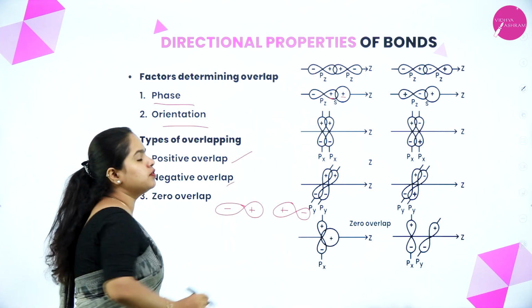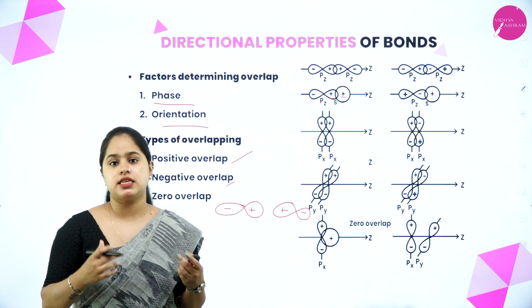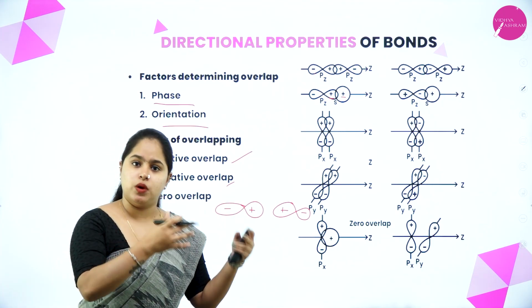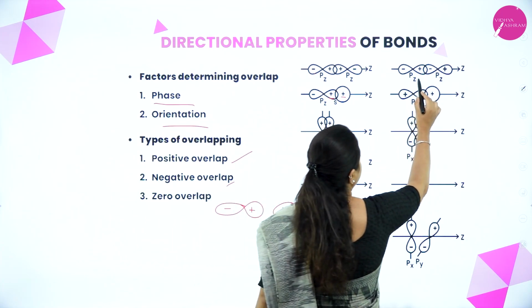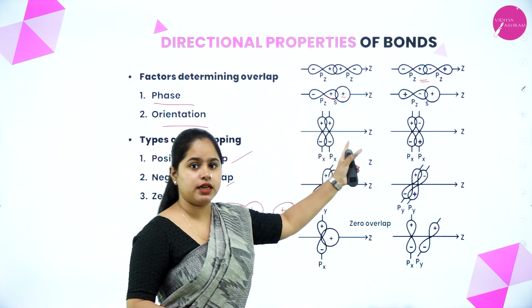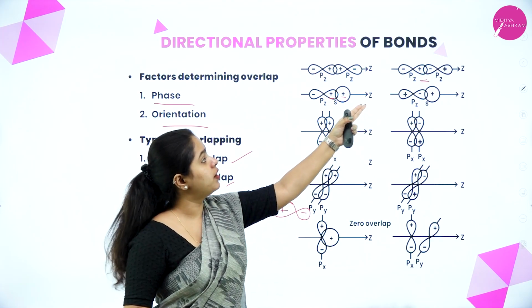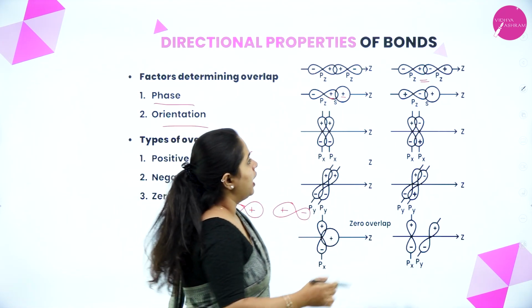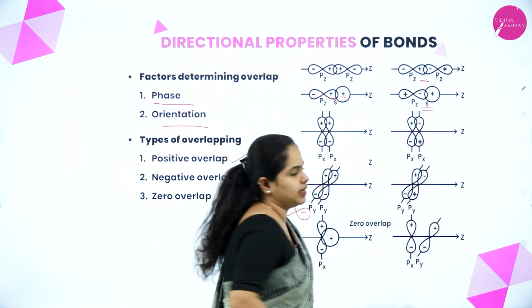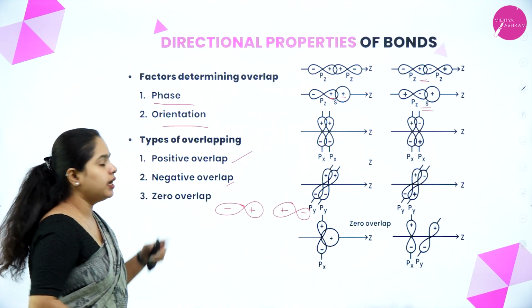Now what is negative overlap? Yes, when the phase is different, that is, one will be positive and one will be negative. So you can see here, in the first orbital, the positive phase is overlapping with the negative phase of the other orbital. And in this case also, you can see that. Now that is negative overlap.